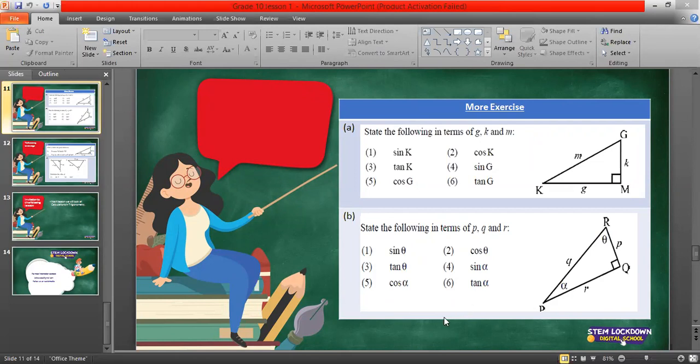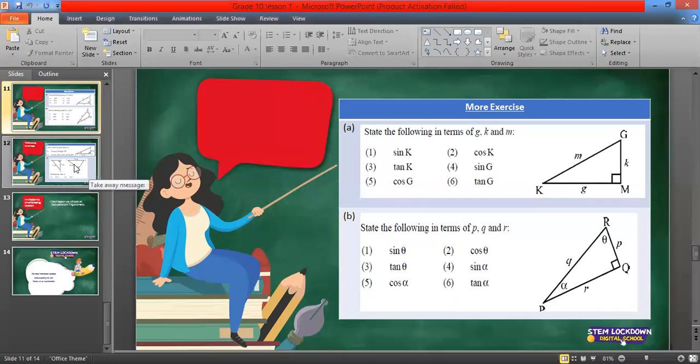All right. And then cos alpha will be adjacent over hypotenuse. Adjacent is R, over hypotenuse Q. And lastly, tan alpha is what? Opposite over adjacent. Opposite is P over adjacent R. Okay. So those are the trigonometric ratios as we have learned today.